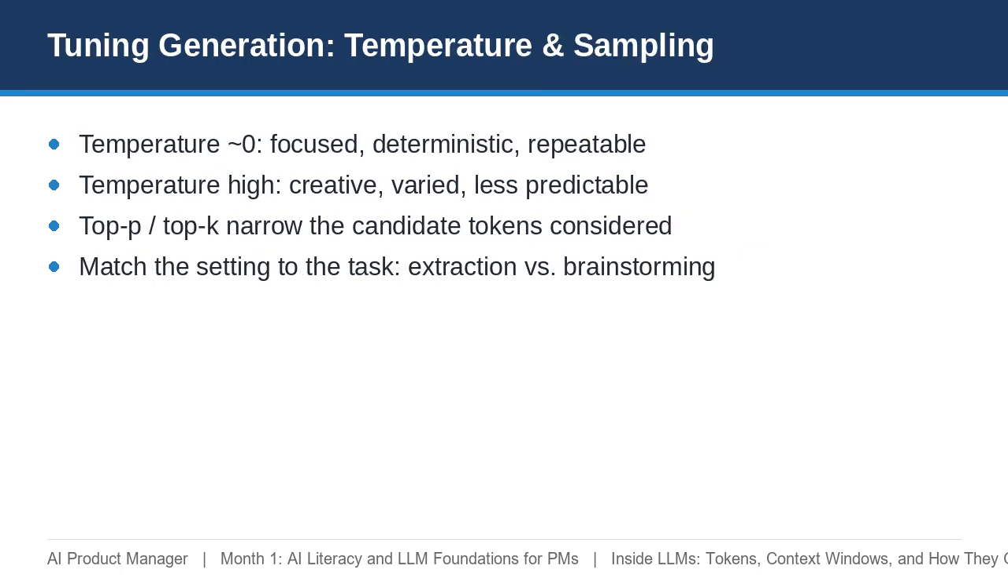You can tune that generation. Temperature controls randomness, near zero gives focused, repeatable output, ideal for extraction or classification, while higher values give creativity and variety, useful for brainstorming or copywriting. Parameters like top P and top K similarly narrow which candidate tokens the model considers. As a PM, you should match these settings to the task rather than leaving them at default.